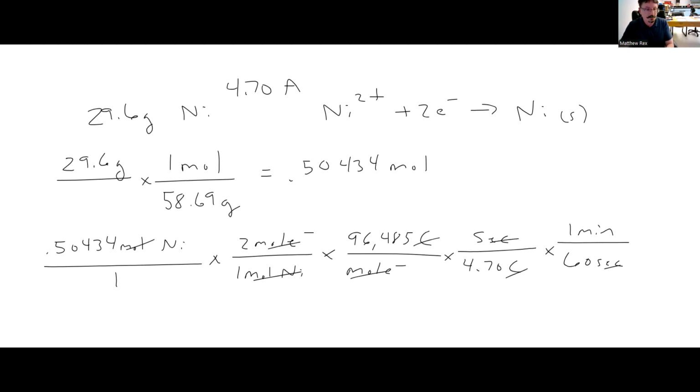So if I take that times 2 times 96,485 divided by 4.7 divided by 60, I get 345 minutes, or 3.45 times 10 to the second.